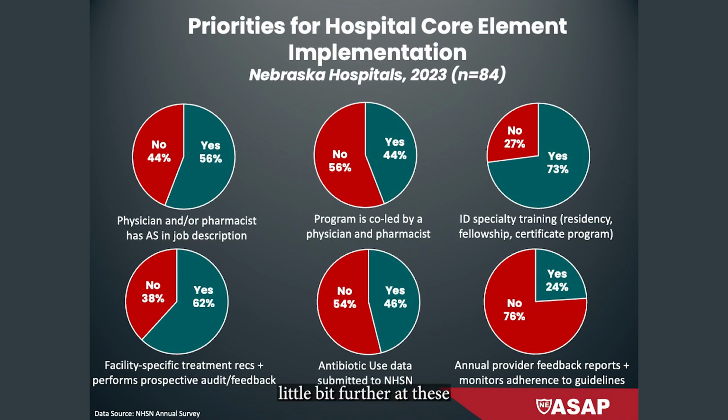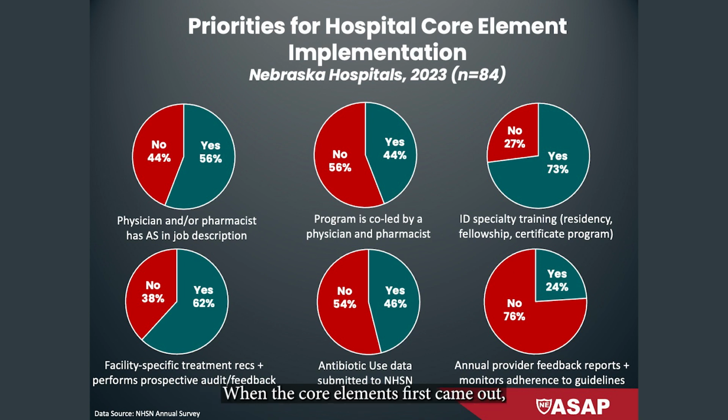So looking a little bit further at these and how our hospitals are performing, the first priority is that for leadership support, the physician and or the pharmacist in charge of stewardship has antibiotic stewardship job responsibilities actually written into their job description. And so we see about half of our hospitals have taken the accountability for the leadership of the program to this level, and this is pretty closely in line with the rest of the country. The second one for accountability is that the program is co-led by a physician and a pharmacist. And again, about half of the hospitals in our state have implemented a co-leadership program.